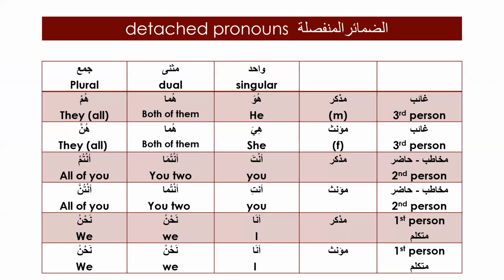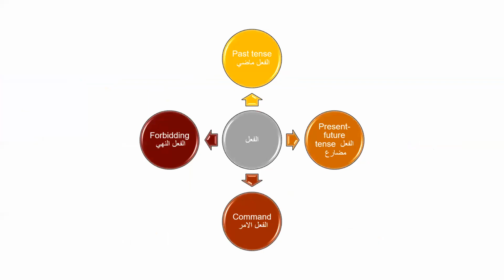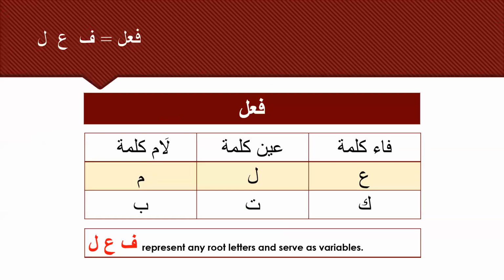We had this review for fi'l and the detached pronouns because I mentioned that for forming the tables for self studies, it is very important to have a solid foundation in your pronouns. We learned that fi'l has four main parts: past tense, present and future tense, then the command and forbidding.